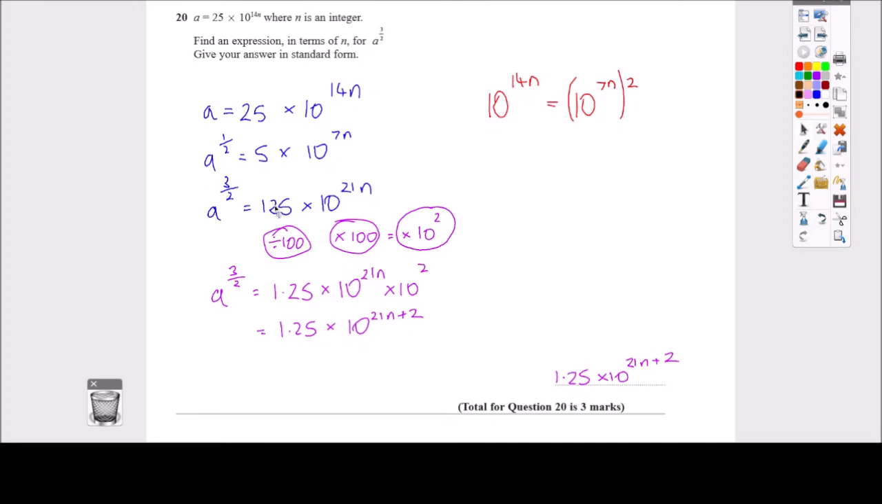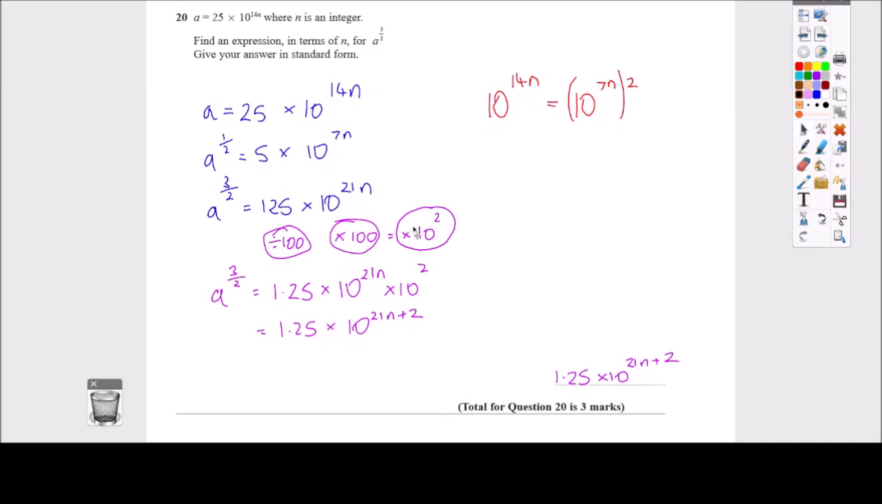So the first number needs to be between 1 and 10. So how do we get 125 between 1 and 10? We're going to choose to divide that by 100 and compensate by multiplying the 10 to the 21n by 100. So dividing that by 100 gives us 1.25. Now, what is 10 to the power of 21n multiplied by 100?